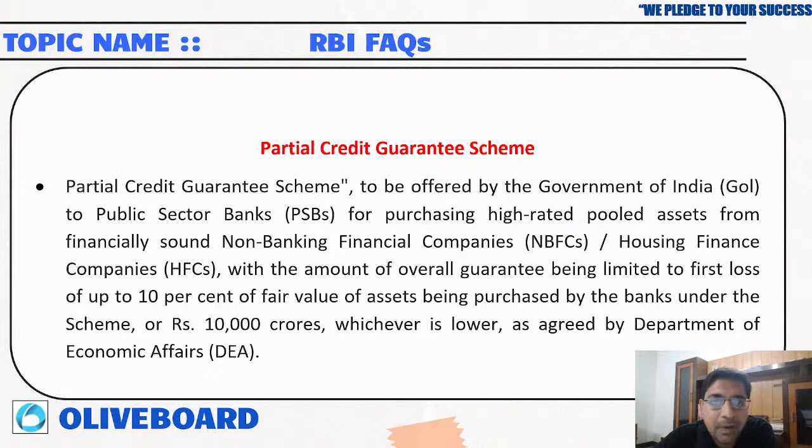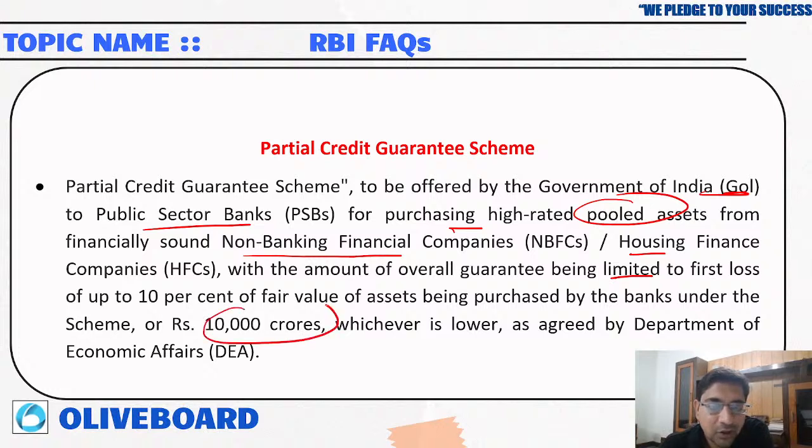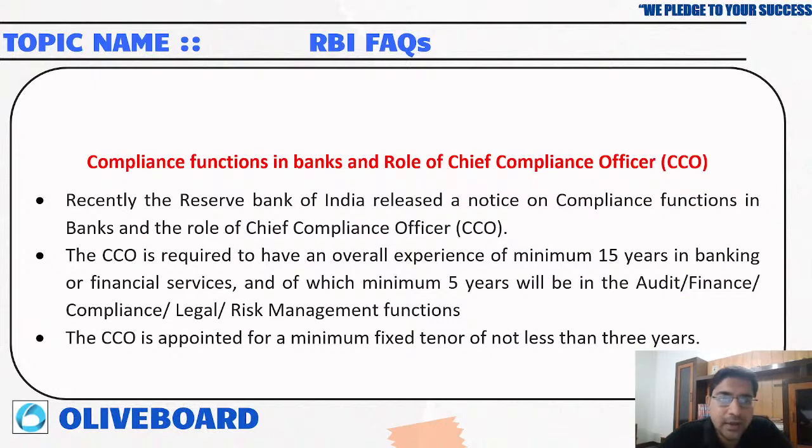Then the partial credit guarantee scheme. This is a credit guarantee given by the Government of India only to public sector banks. For what purpose? To purchase high-rated pooled assets of non-banking financial companies and housing finance companies, with the overall guarantee being limited to the first loss of up to 10% of the portfolio purchased by the bank under the scheme or 10,000 crore, whichever is lower. Okay, so you should know that the partial credit guarantee scheme is for which type of banks? Public sector banks.